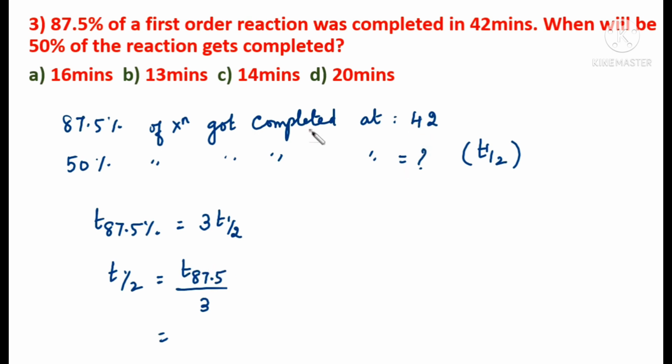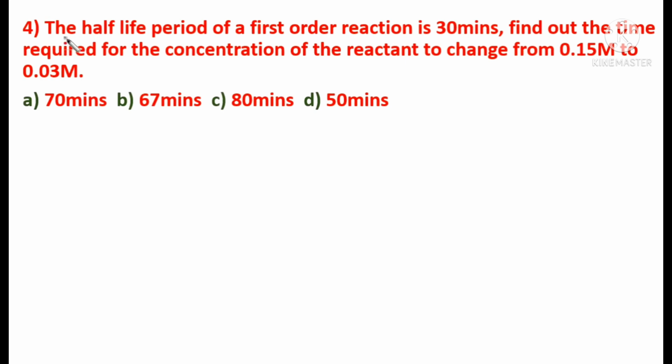Okay, so what is the value given here for the time taken for 87% of the reaction to get completed? 42 minutes, is it not? So it is 42 divided by 3. So the answer is 14 minutes. Okay, 14 minutes is the answer. So option C is correct. Understood, students? Read the next question, students.